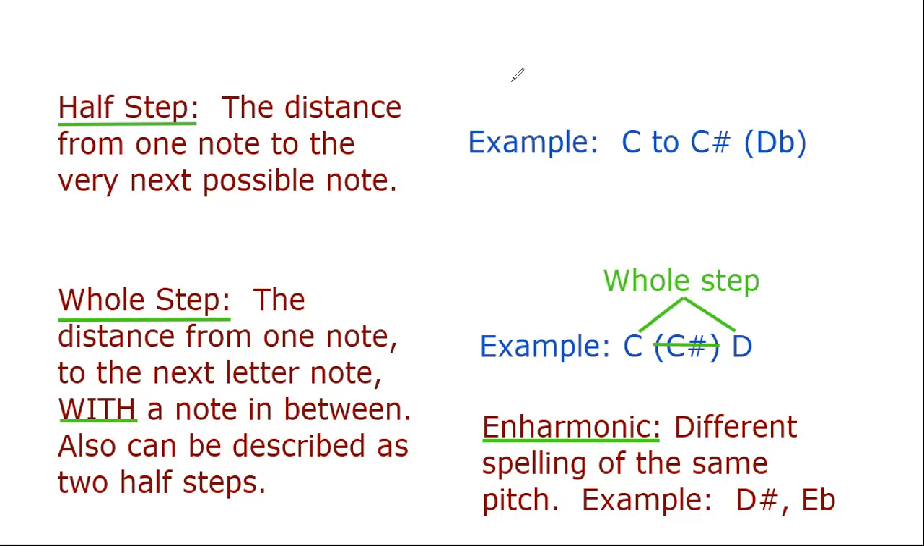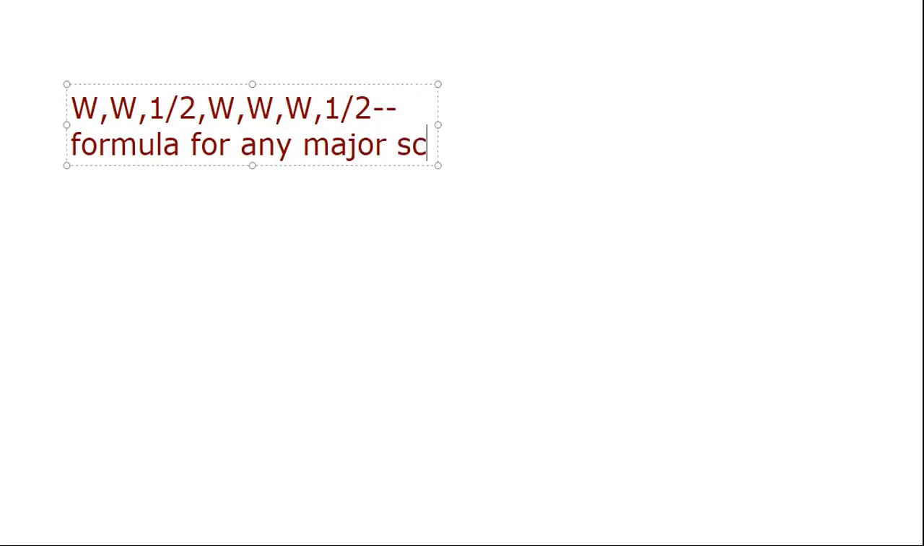So having done that, we're going to get started with today's actual lesson, which is how to build a major scale. And there is a formula for that. It is a whole step, half step, whole step, whole step, whole step, and then finally one more half step. And that is the formula for any major scale.